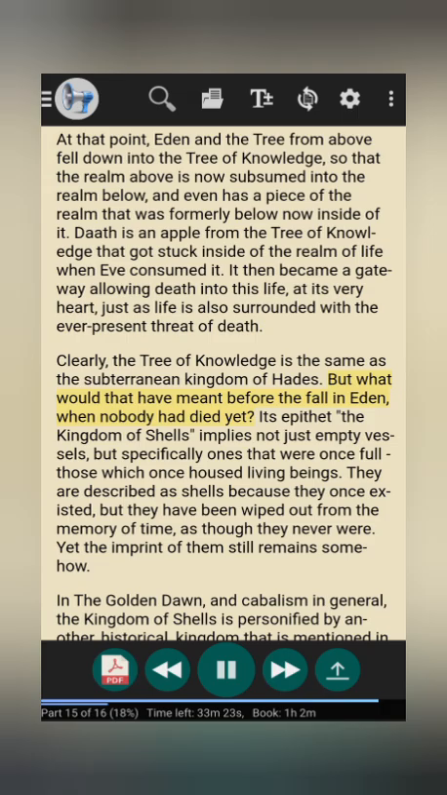But what would that have meant before the fall in Eden, when nobody had died yet? Its epithet, the kingdom of shells, implies not just empty vessels, but specifically ones that were once full, those which once housed living beings. They are described as shells because they once existed, but they have been wiped out from the memory of time, as though they never were. Yet the imprint of them still remains somehow.